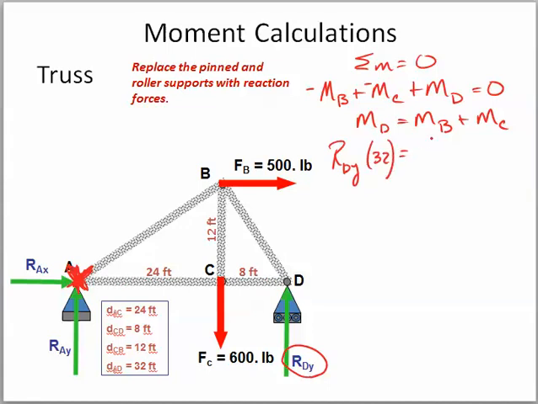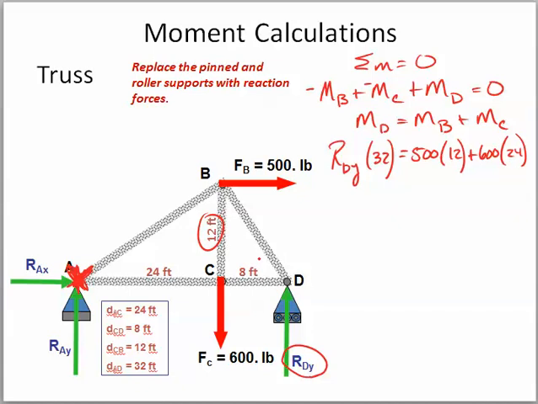On the other side, what's my moment at B? That's up here at the top. Its force is 500 pounds, so it's 500. All right, how far away is it? What's its perpendicular distance? That's right here, 12. Moment at C. All right, down here at C, the force is 600, and the distance is 24.